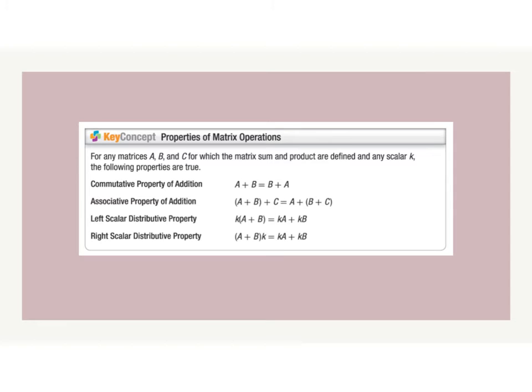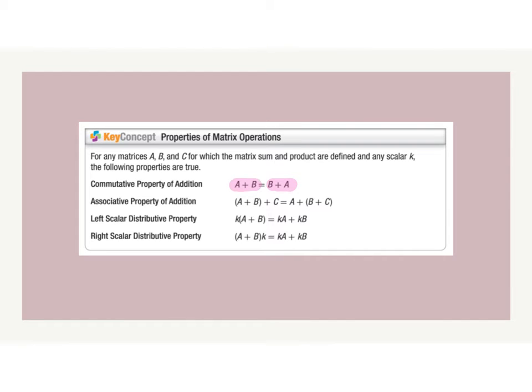On the next page, we have some properties of matrix operations. So this works for adding and subtracting and multiplying. So the commutative property, which you don't have to know the names, just know that you can do this. So we can add a plus b, and it is the same thing as saying b plus a. This is the same as if we were just adding numbers together. 1 plus 2 is the same thing as 2 plus 1.